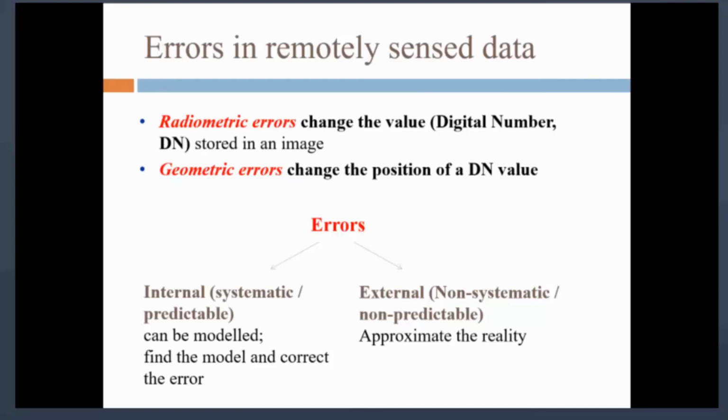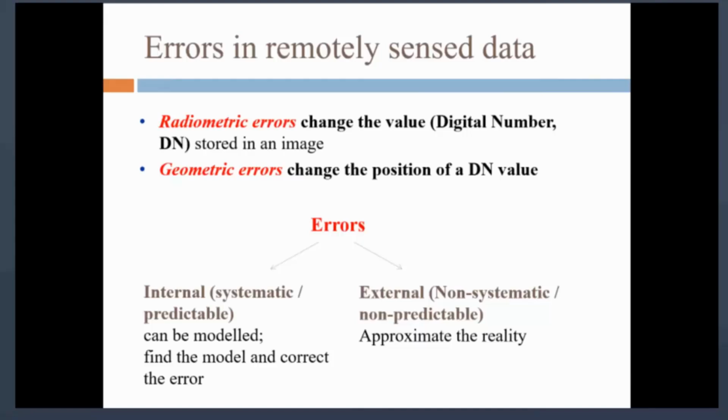So if you have a systematic error, you can easily model it because you know what the error is. So you can find the model and then correct the error. However, if the errors are non-systematic, you can't predict them, so you need to make approximate assumptions to the model and then you approximate the reality. So it's always easier to correct for the internal errors compared to the external errors. This is true for both radiometric and geometric errors in the remote sensing data.